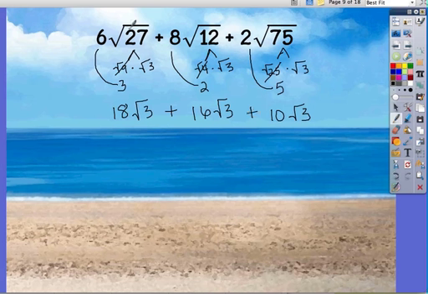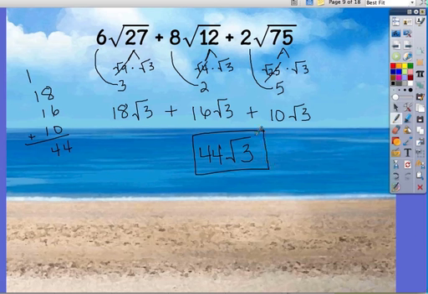So now I've turned these 3 radicals into 3 radicals of like terms. They each have an index of 2, radicand of 3. So I can add my outside numbers. I can add 18 plus 16 plus 10. So 8 plus 6 is 14. Okay, so my outside numbers add to give me 44, and I'm left with 44 square roots of 3.